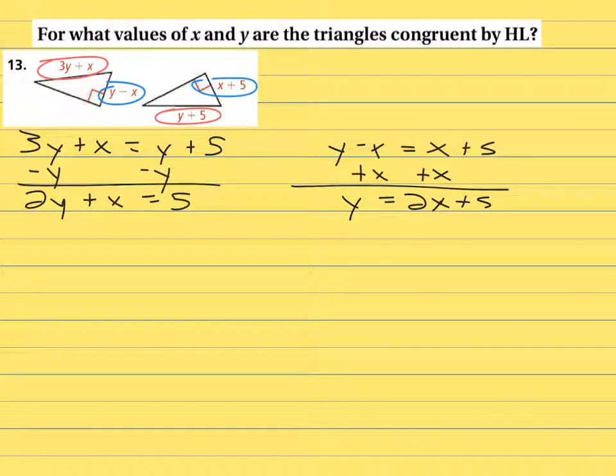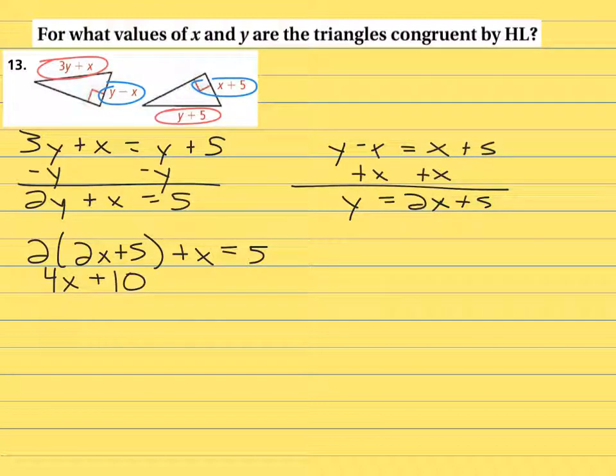Well, let's take this and say 2 parentheses. What is y equal to? y is equal to 2x plus 5, plus x, that's still coming down and being the same, equals 5. And now we're going to distribute this through. 2 times 2x is 4x. 2 times 5 is 10, plus x equals 5. We combine like terms and we get 5x plus 10 equals 5.